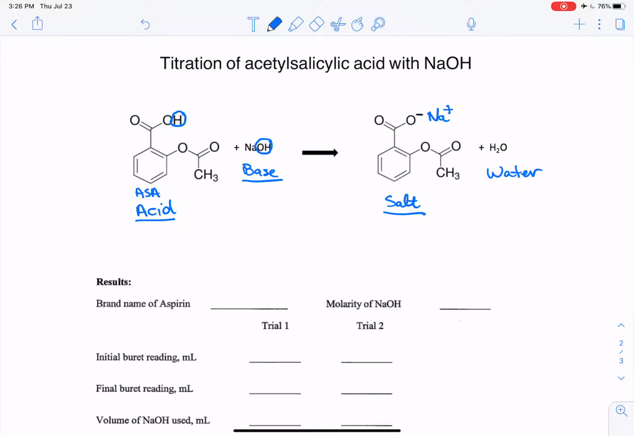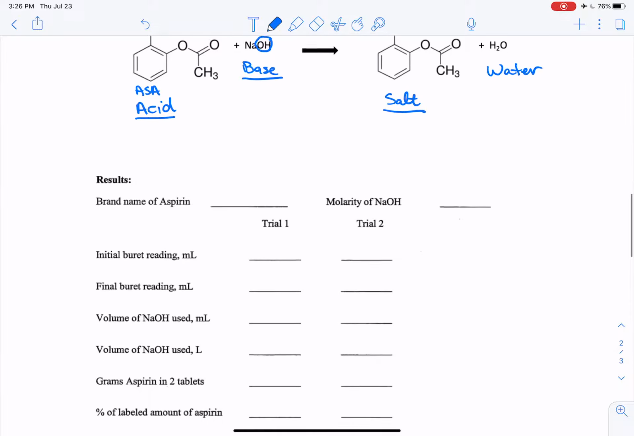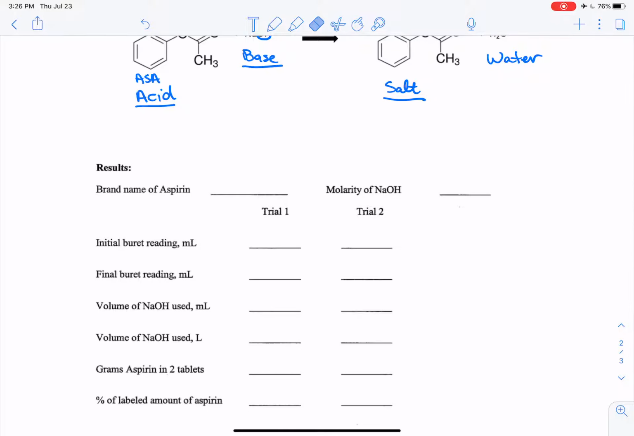All right, so you've got your aspirin tablets in the Erlenmeyer flask. You put a little ethanol in there so that they'll dissolve. And then you start titrating with your base. Now, your lab asks you the brand name of your aspirin. So sometimes in the lab, we have the original bottle out there. So maybe it's Bayer, or maybe it's Kroger brand, or whatever brand. Sometimes it's just in a clear bottle and it doesn't say anything. If you're watching the video and they don't say, then just cross out that line, okay?